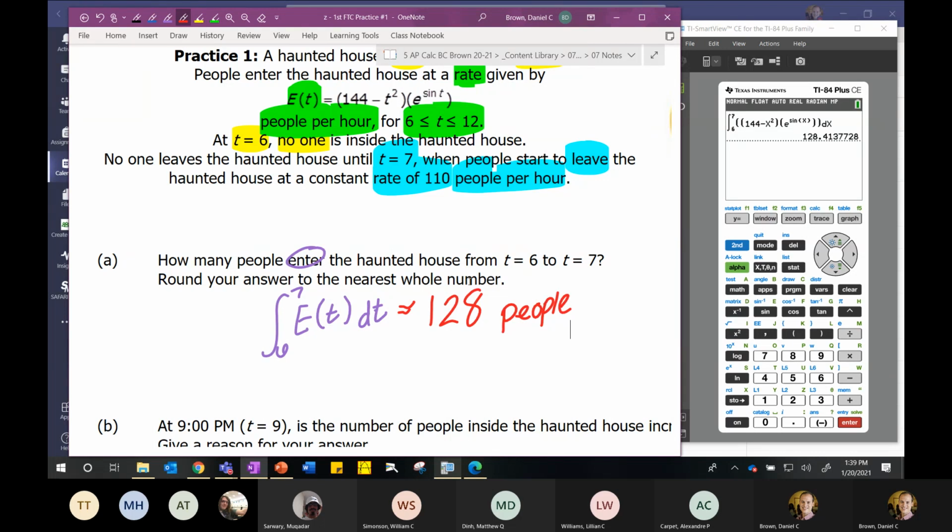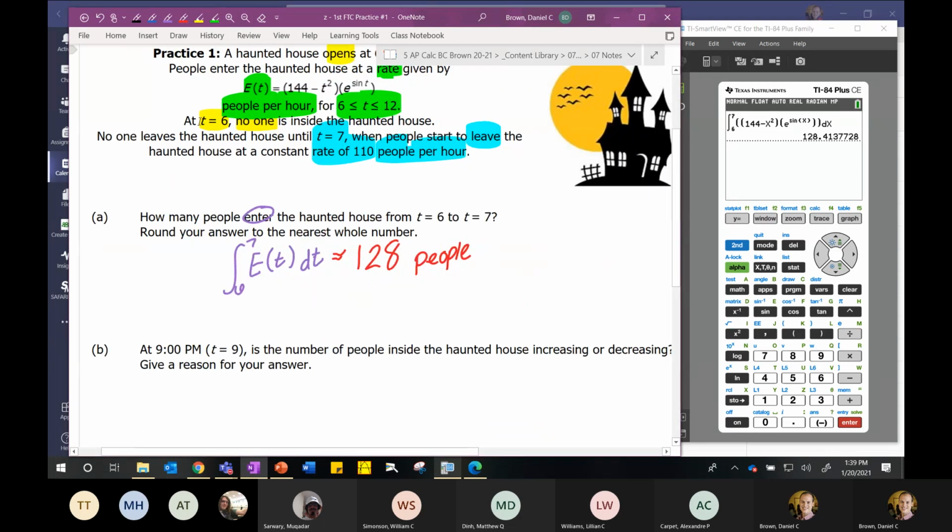Questions on part A? Where do you get a T? Use X instead. Sorry, I should have said that more clearly. So just use X when you're using it in the calculator instead of T. No one knows what you're actually typing in the calculator anyways.